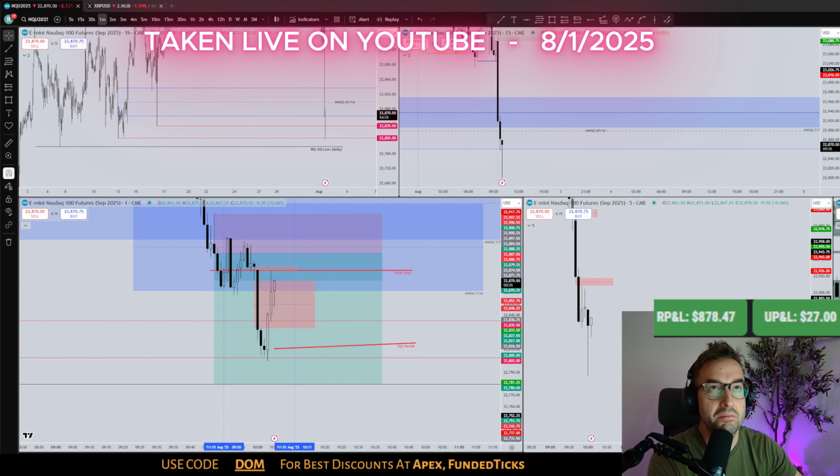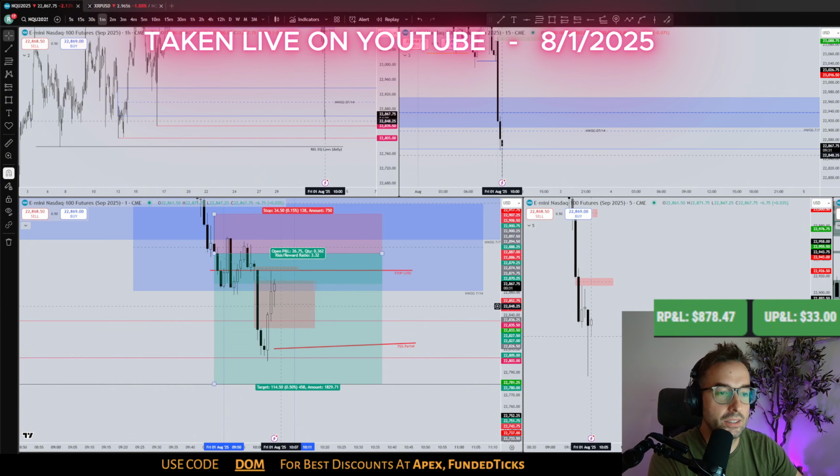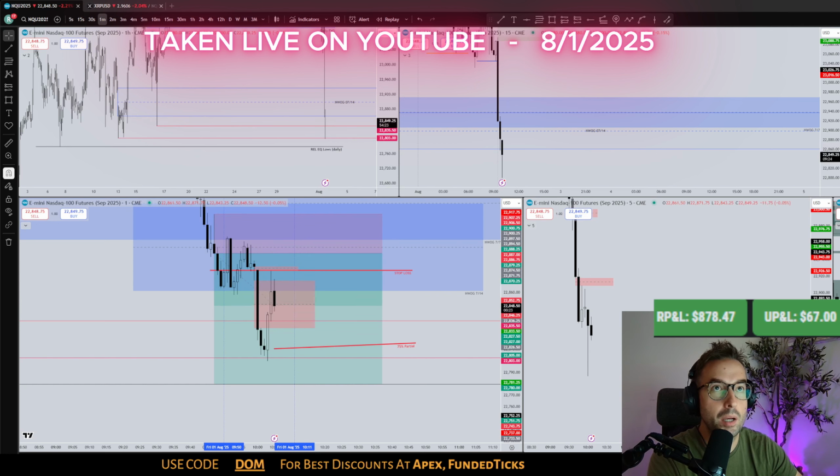I'm just in a trade right now. If this candle closes below mean threshold, then I'll see that as a rejection, and price is probably going to push lower. So let's hope for that, right?